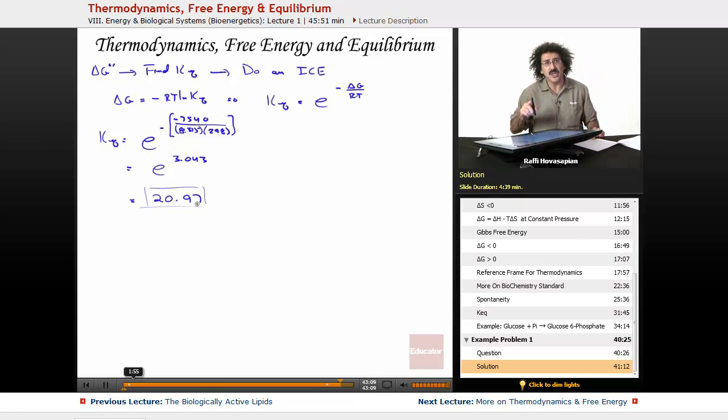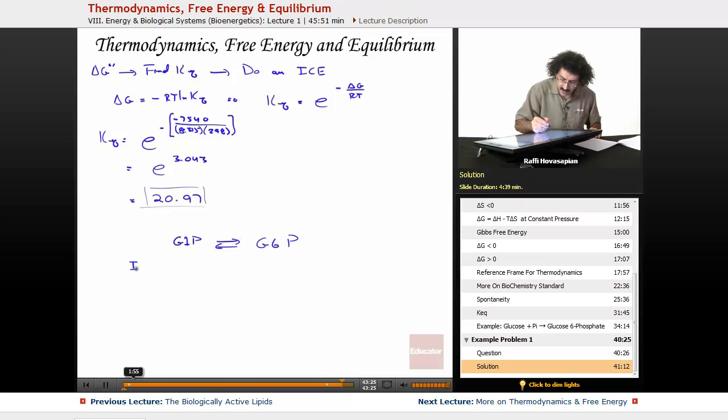Now that we know what the KEQ is, we'll do the equilibrium part. Let's write our reaction. So glucose 1-phosphate is going to reach some sort of an equilibrium with glucose 6-phosphate. We're going to have an initial concentration, the change that takes place, and then an equilibrium concentration. This is what we're concerned with ultimately. Well, they said we started off with 0.15 molar glucose 1-phosphate, and we have none of this. So that's our initial concentration.